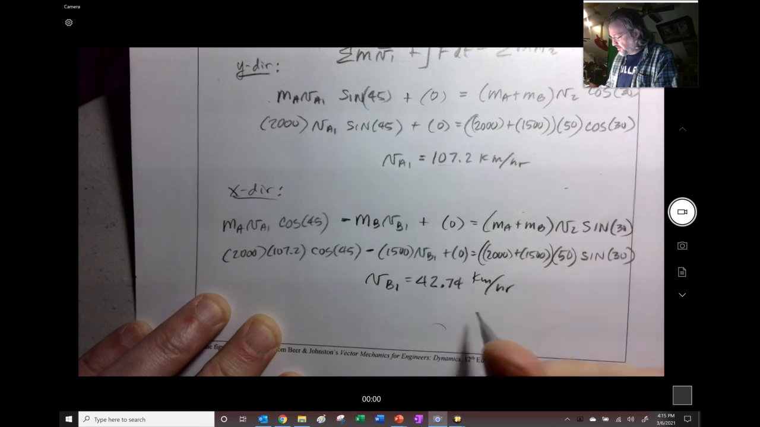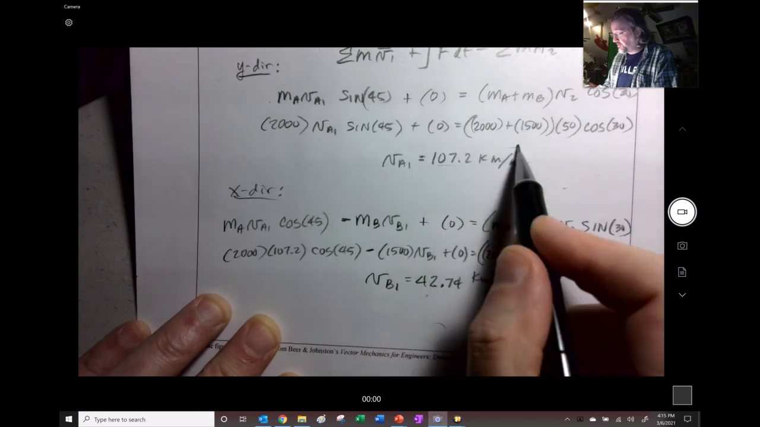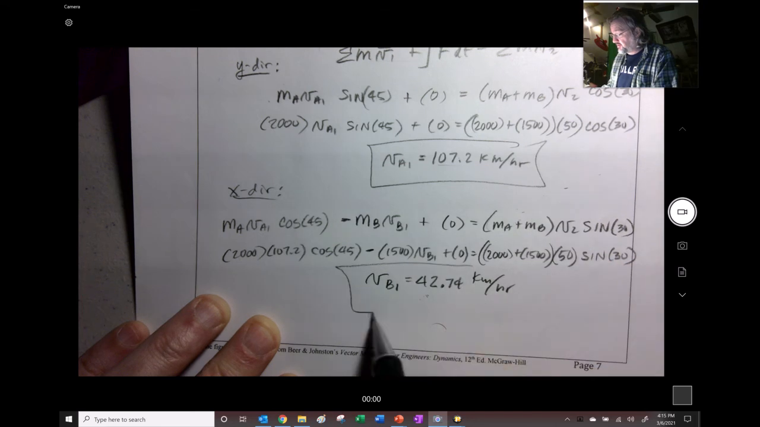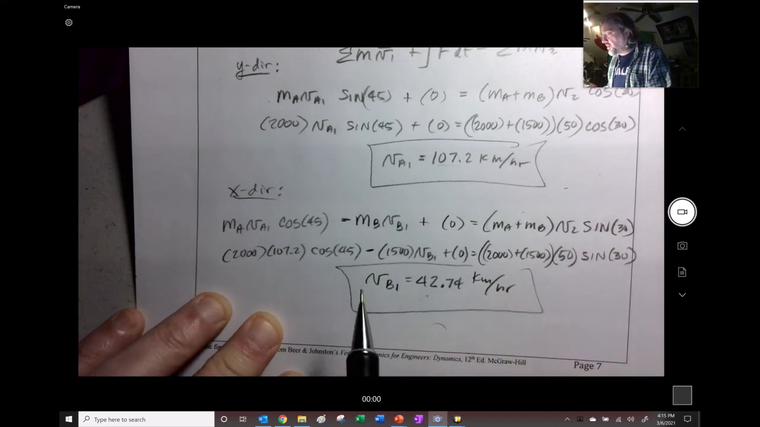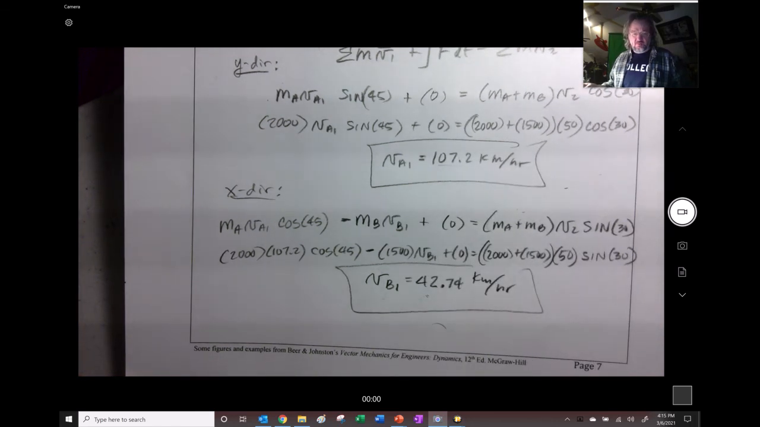So this guy was probably doing the speed limit. This guy's probably a reckless driver right there. So we could find them, and yeah, they asked for the magnitudes, so we're okay. And that's the end of the example right here.